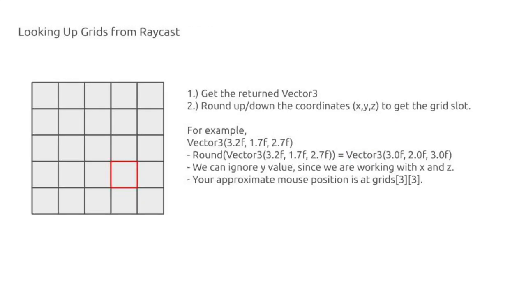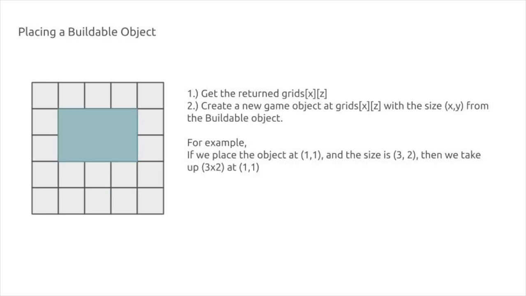Just to recap, building a grid system where you can place a buildable game object is not so bad. All we have to do is use raycast to convert the workspace into a grid cell. Then we can create a new game object at that cell.